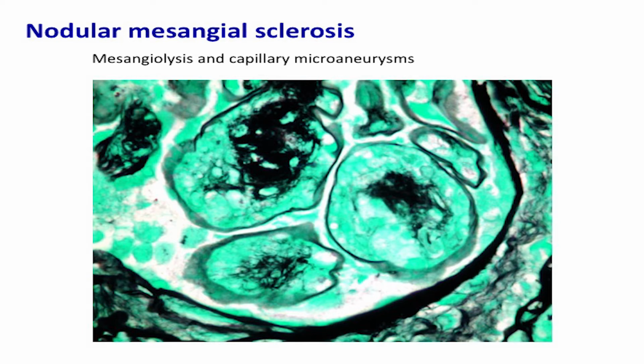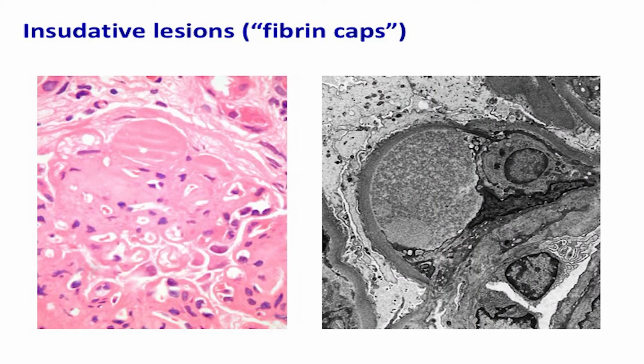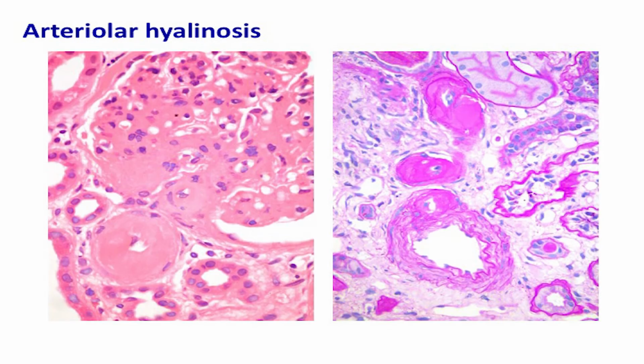The nodular sclerosis is seen against a background of mesangiolysis, breakdown in the mesangial matrix, unfolding of the capillary loops and capillary microaneurysms. There are also insudative lesions reflecting the endothelial injury. So these are accumulations of plasma protein-like material, which seen on EM look rather fuzzy and granular, between the endothelium and its basement membrane. At the same time, there is evolving arteriolar hyalinosis, seen here on the H&E and PAS on the right. So this glassy thickening of the arteriolar walls.